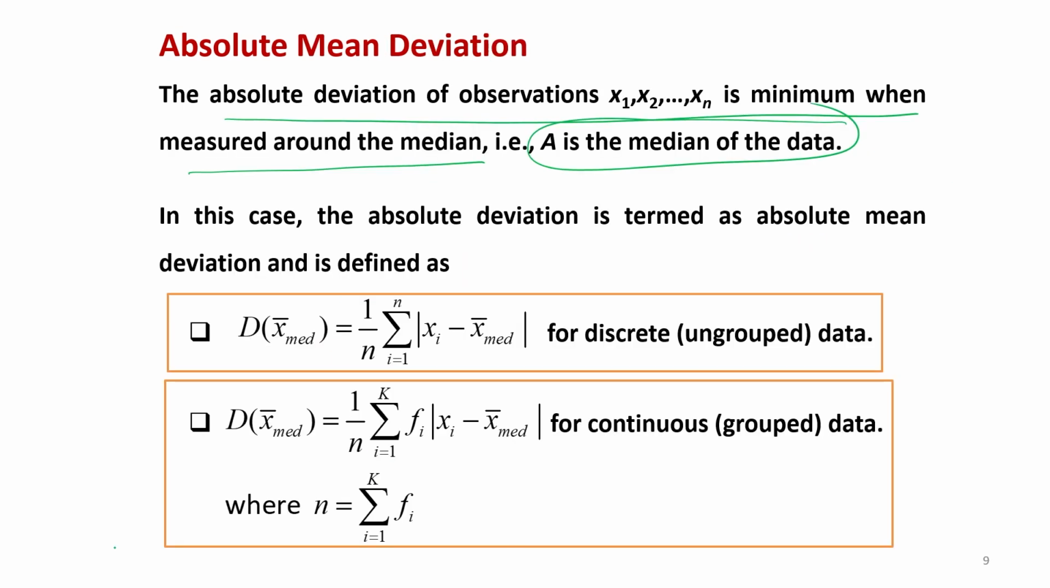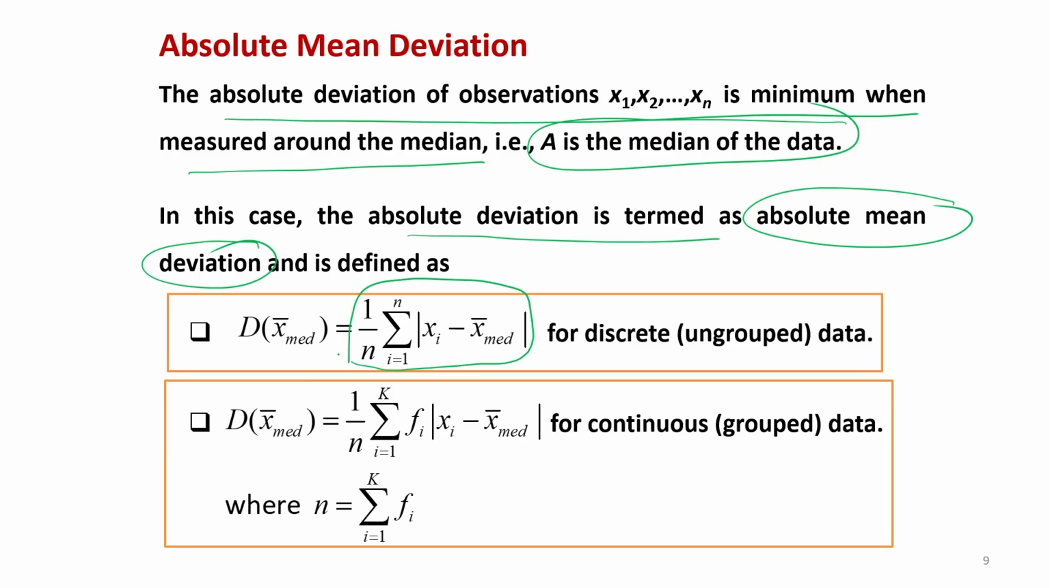Then this absolute deviation is termed as absolute mean deviation, and it is defined as 1 upon n summation i goes from 1 to n absolute value of xi minus x bar median for the ungrouped data or for the discrete data, and it is defined as 1 upon n summation i goes from 1 to k fi absolute value of xi minus x bar median for continuous or the group data, where small n is the sum of all the frequencies. So this is the definition of absolute deviation and absolute mean deviation, right?